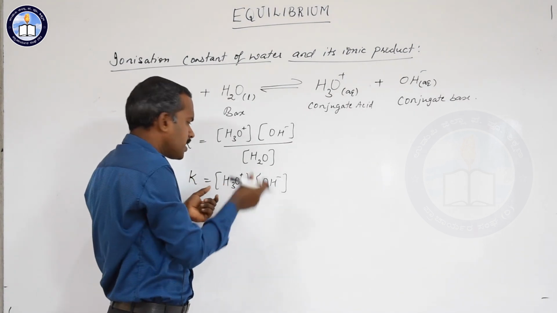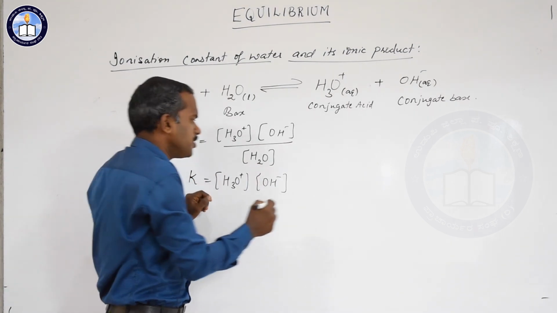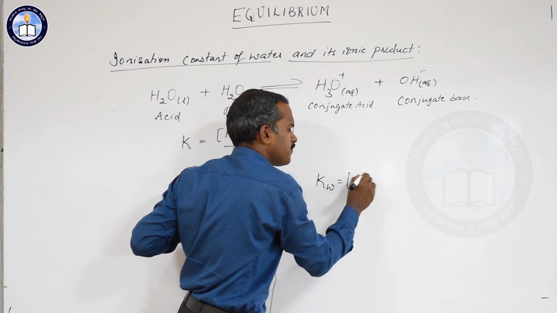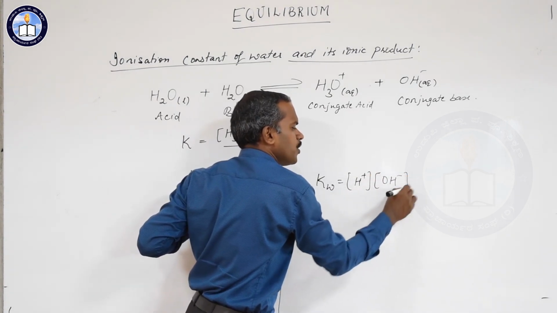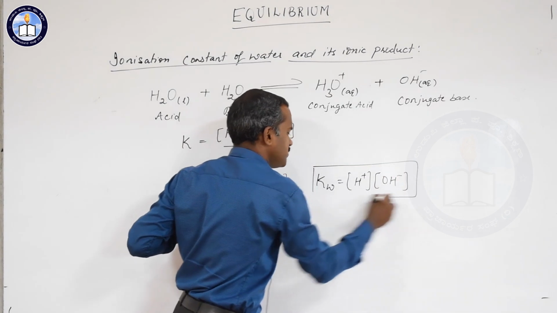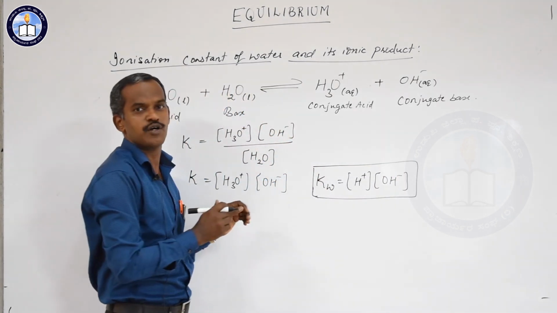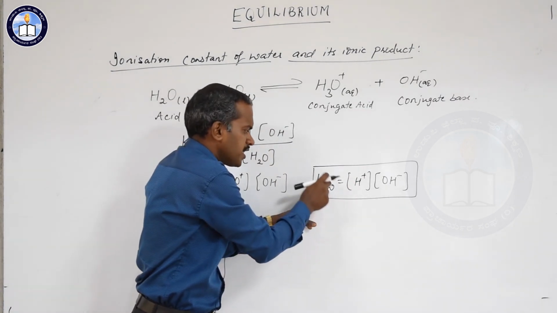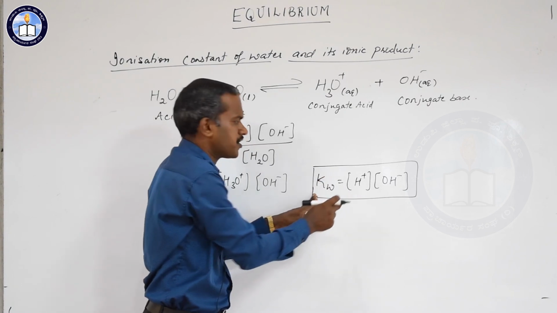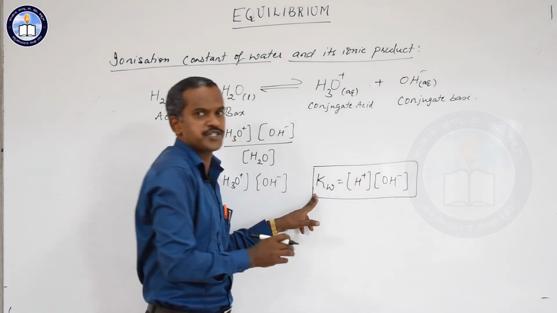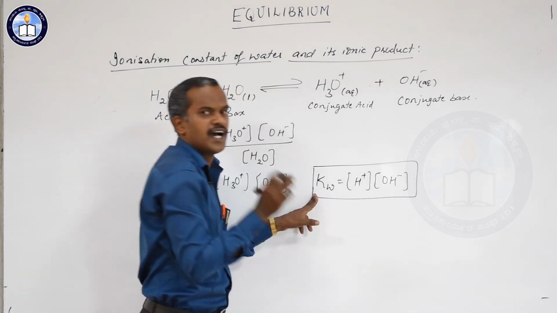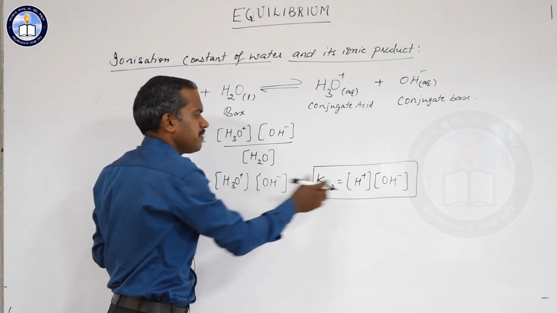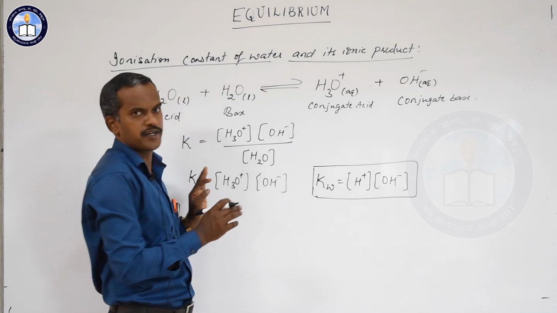So incorporating the concentration of water here, we can get a new expression, that is Kw is equal to the concentration of H plus into the concentration of OH minus. Remember, this is called the ionic product of water. So you understood Kw is the expression for the ionic product of water. The concentrations of hydrogen ion and hydroxyl ions are considered. The same expression I modified a little for getting the ionic product of water.